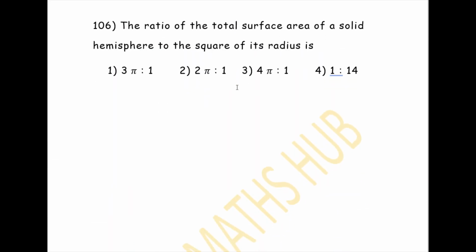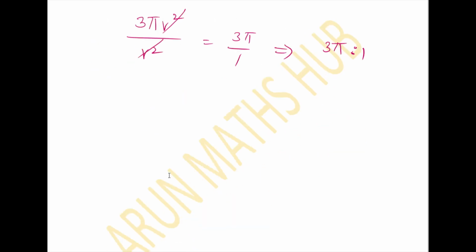The ratio of total surface area of solid hemisphere to the square of its radius is, what is the TSA of the solid hemisphere? 3 pi r square. To the square of its radius, that is r square. R square will cancel. We get 3 pi by 1. So therefore it will be in the ratio 3 pi is to 1. Therefore the correct answer is option 1.